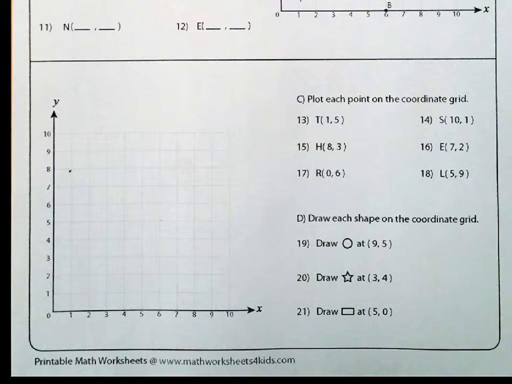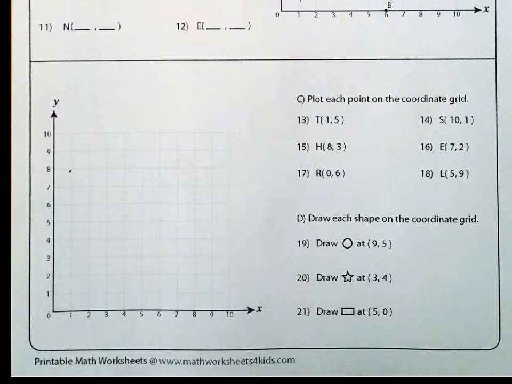All right, in this one it says plot each point on the coordinate grid. Okay, well, this is your coordinate grid, the x-axis here, y-axis here, it goes from 0 to 10. And 0 to 10. Alright, this is the number 7, just in case it throws you off. And it says plot each point, which means put a dot on the coordinate grid here that is identified by these numbers. So there's 1 and there's 5. This is the x-axis number, this is the y-axis number.